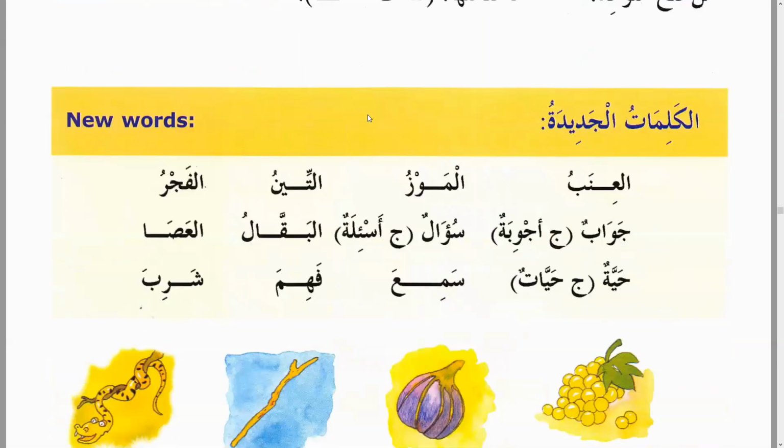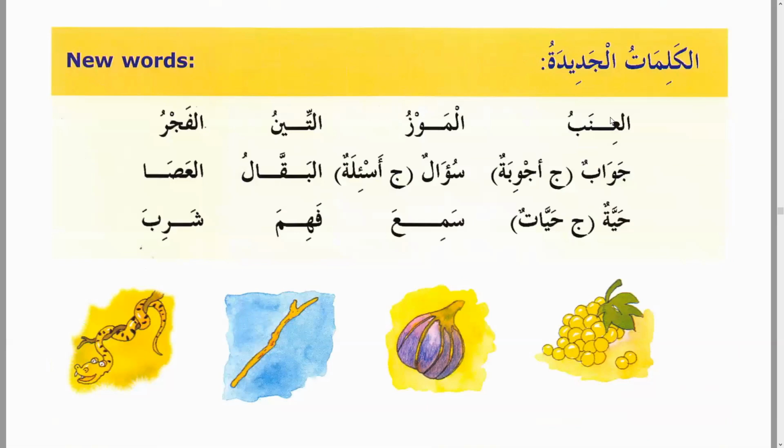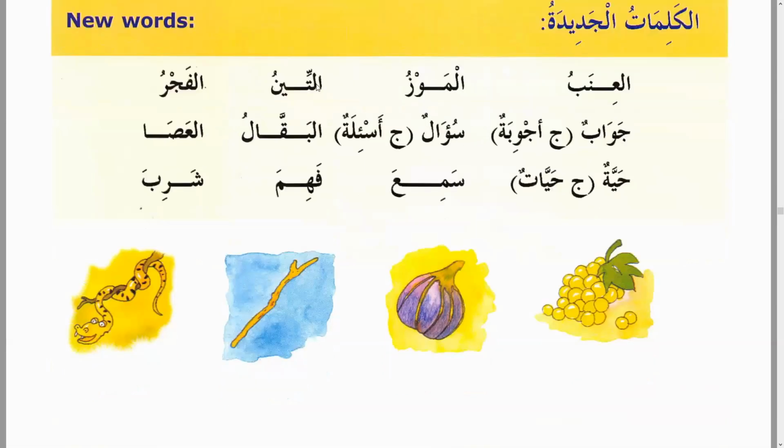Alhamdulillah, so this was a short lesson again. We learned some new words: inab, grapes; al-mawzu, banana; at-tinu, fig, as in Suratu Teen; al-fadru, fajr; jawabun, the plural is ajwiba, answers; su'alun, the plural is as'ila, questions. Instead of using the word, we are using a pronoun. We can say ana fatahtul baba again, but why should I use it again? I'm using a pronoun: I opened it.